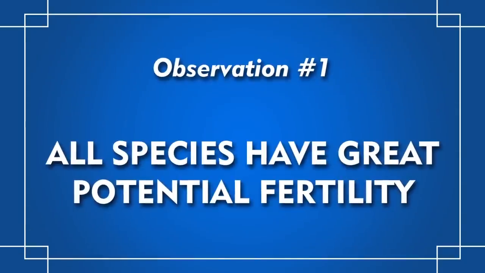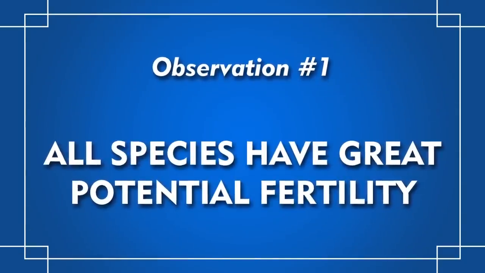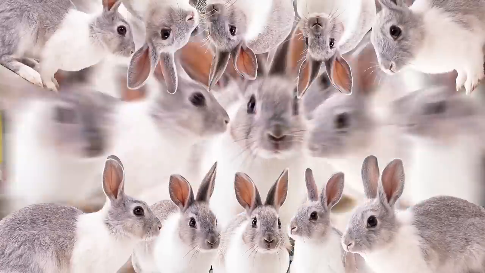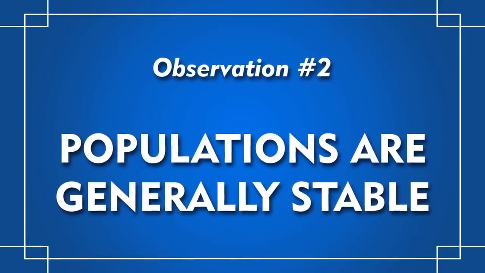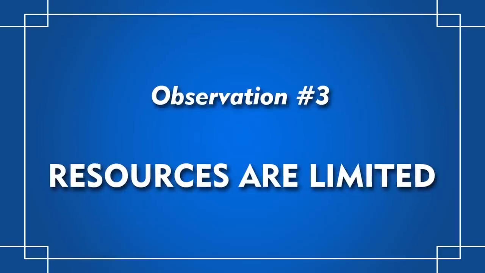Observation 1. All species have great potential fertility. Yep. Life on Earth is pretty good at making more of itself. Rabbits? Case in point. Observation 2. Populations are generally stable. Fair enough. In general, populations don't boom overnight or go extinct in a few weeks. There are regulating forces at play that create a general sense of stability, at least over short time periods. Observation 3. Resources are limited. Indeed, there's only so much available food, water, shelter, and habitat for all living members of a certain species.